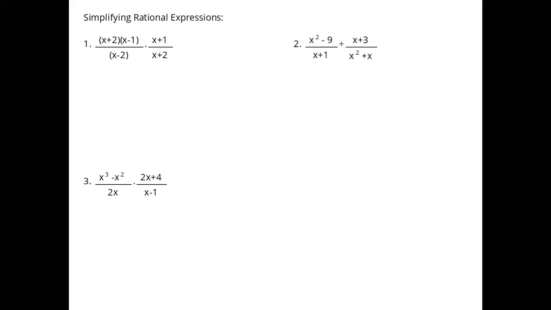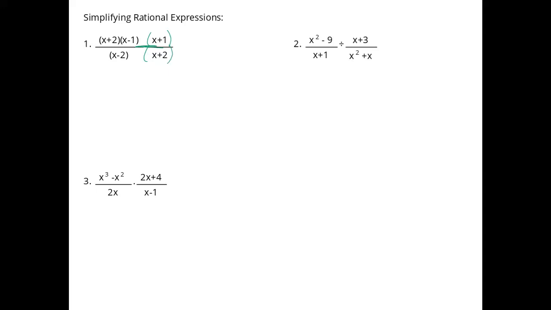So if I look at the first one, I have x plus 2 times x minus 1 all over x minus 2, times x plus 1 over x plus 2. Since this is a multiplication, technically this already could be written as one big fraction. So I could just extend the fraction bar across. And because when we're multiplying fractions, we just multiply across, I'm just tacking on these two, top and bottom.